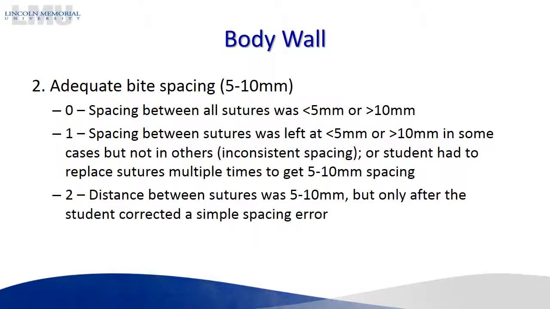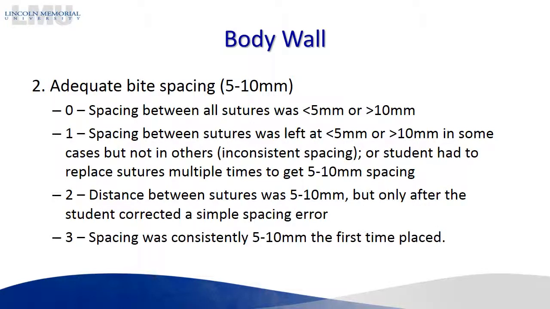A 2, or a good student, has the distance between their sutures at 5 to 10 millimeters, but that was only attained after they corrected an error. That may have been placing a suture in between the two sutures. That may have been removing a suture and replacing it. However they chose to replace that suture. A 3, or an excellent student, is where the spacing was consistently appropriate the first time that they placed these sutures, and they were placed in an efficient manner.